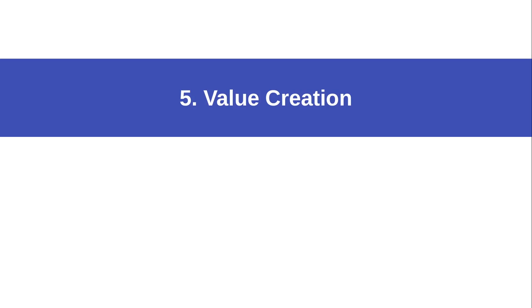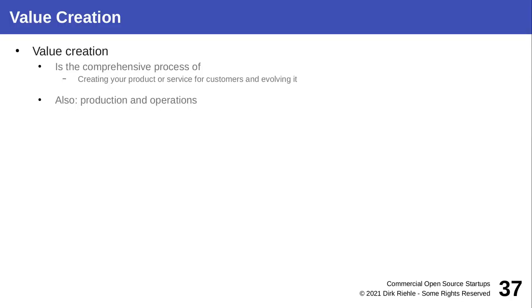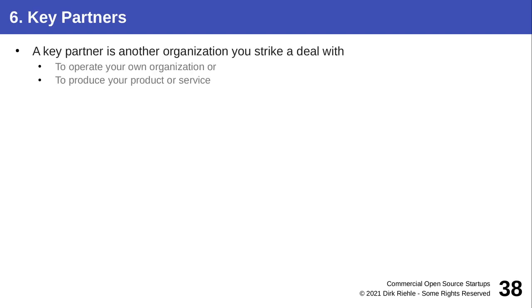All right, moving on from the value capture side, how do you make money off your product, to the value creation side, how do you create it in the first place? A big topic in its own. Value creation is the comprehensive process of creating your product for customers and evolving it along with their needs. In traditional terms, it was producing some widget in a factory. And today in software, of course, it's the engineering department which develops the software, including its operations in the cloud. That is value creation, irrespective of how much money you make off it.